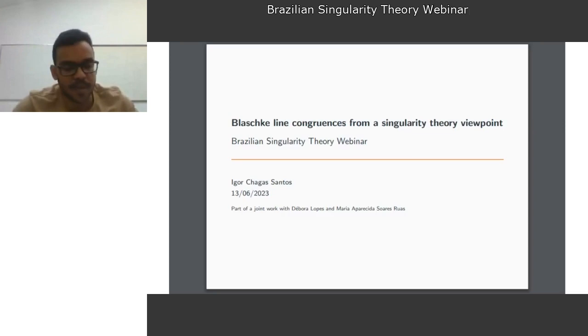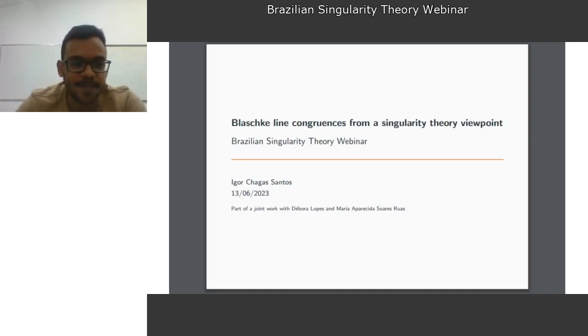And the second viewpoint, we look at this kind of line congruence considering the frontals, and we try to define a vector field for frontals that plays the same role as the Blaschke vector field for the regular case. In the first half of the presentation, we work with the case of three-parameter line congruence in R4. For the second half of the presentation, we go to the codimension one case in R3. Part of this is joint work with Débora Lopes and Maria Aparecida Ruas.